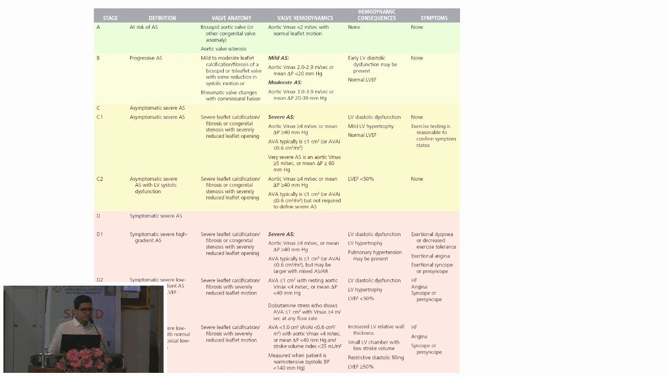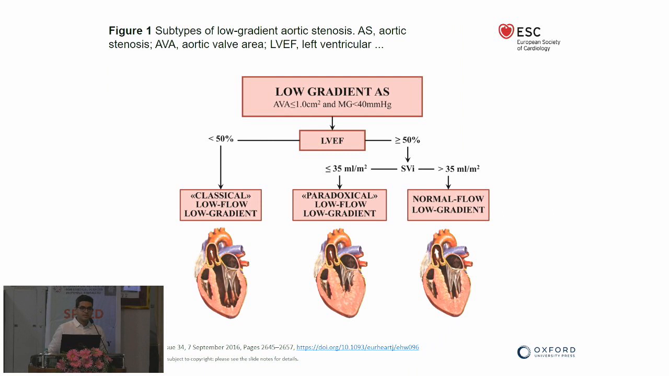I'm just going to be taking a few algorithms from this very good article, which I also use for my exams, for what will be right in terms of a low gradient case. When we have a low gradient case, we will first divide it into whether it is classical low flow low gradient, or only a low gradient case. Then subtypes are based on low flow, which we decide based on stroke volume index. So we have the classical low flow low gradient, the paradoxical low flow low gradient, and then the normal flow but low gradient case.